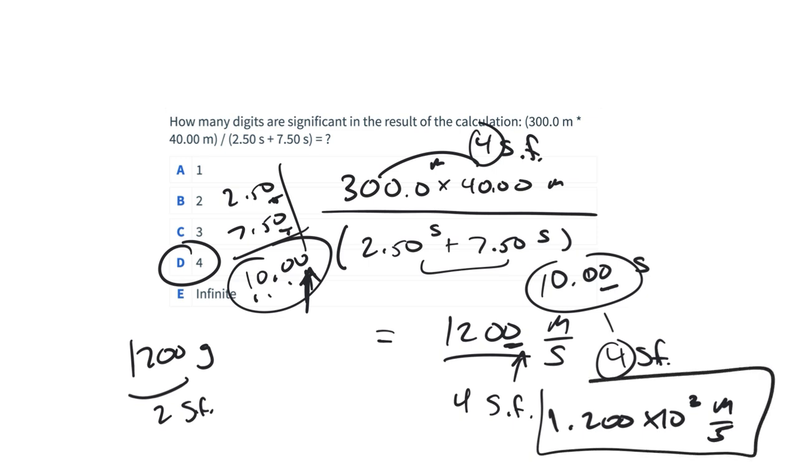That 1.200 times 10 to the 3 meters per second would unequivocally or unambiguously show all 4 of those digits being significant. So this here, using scientific notation, is a way sometimes to show how many of those zeros are significant in our result without being unclear.